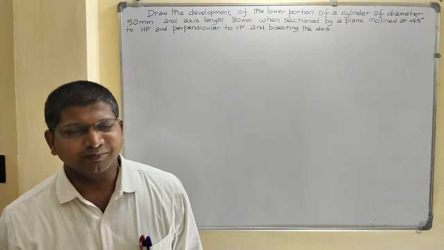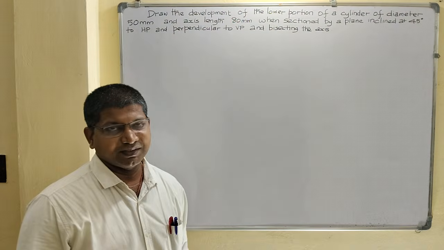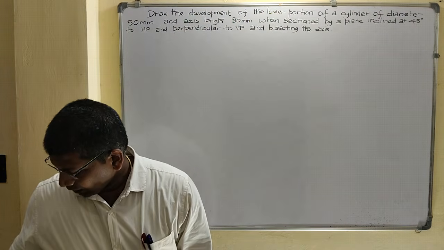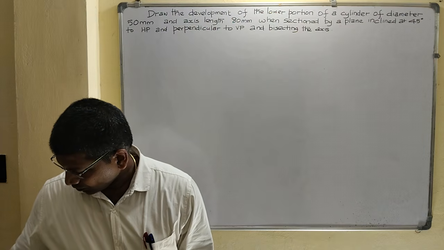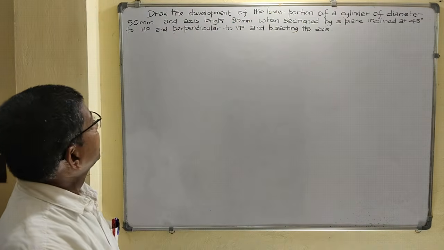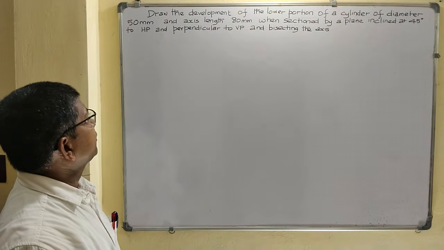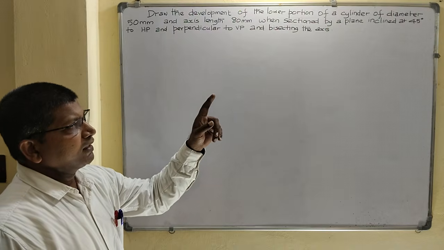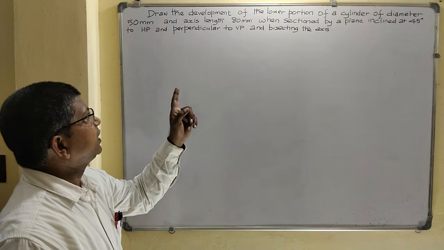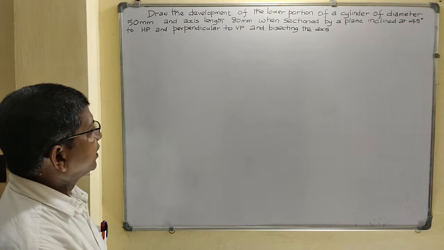Dear students, welcome. Today we are going to discuss one problem from development of surfaces. Draw the development of the lower portion of a cylinder of diameter 50 mm and axis length 80 mm when sectioned by a plane inclined at 45 degrees to HP and perpendicular to VP and bisecting the axis.